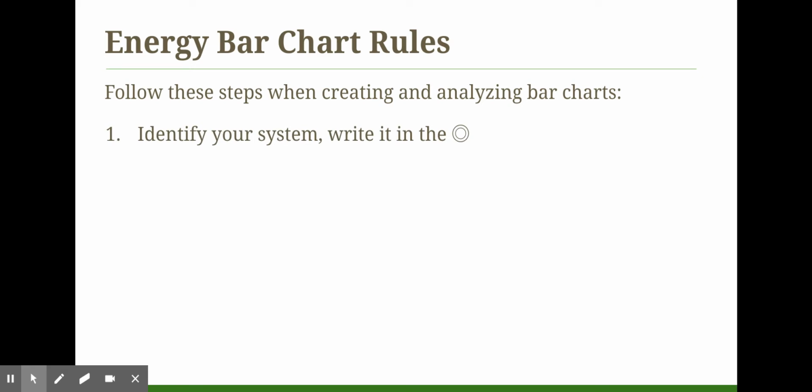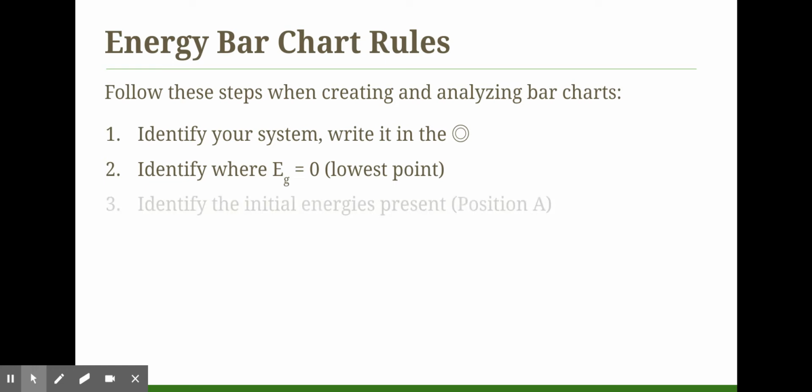First up, we need to identify our system. Like we talked about last week, the system is just the things that have energy that we care about. We are going to write that in the circle, so that goes in the O. Then we want to identify where Eg, our gravitational energy, equals 0. This is kind of like setting sea level for the problem. A good way to do it is to look at the lowest point that an object goes to during the problem, and we're going to say that is equal to sea level, or an elevation of 0. That's where gravitational energy is the lowest.